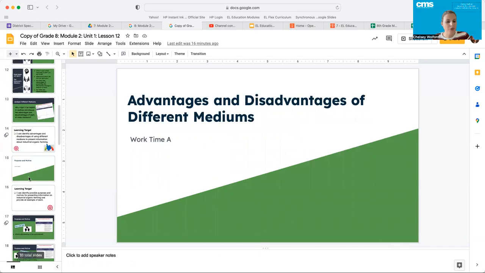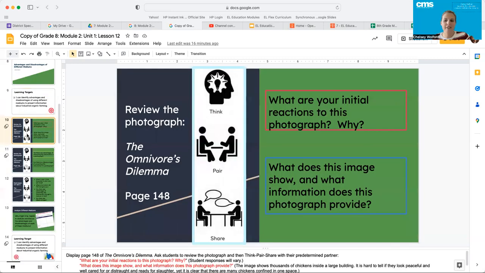So let's go ahead and move into work time A. I have a few questions that I want you guys to think, pair, share together. So the first 2, what are your initial reactions to this photograph? So review the photograph on page 148. And what does this image show? And what information does this photograph provide? So go ahead and let's do some work with our elbow partners now. You guys are going to look at that photograph and answer these 2 questions.